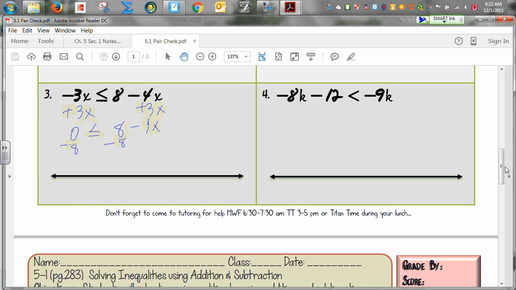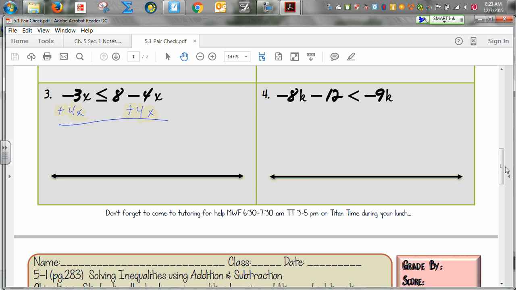That's the concept. Now, I can save myself a little trouble, where I don't have to add an extra step, by just doing what? Since, let's take this variable over there. So I would just add 4x. Does that make sense? Okay.